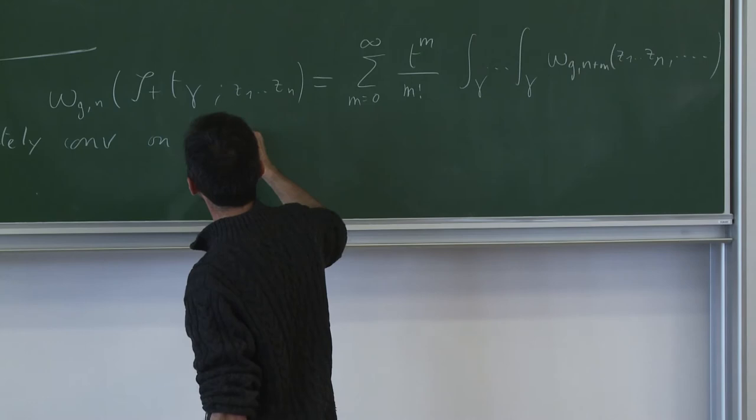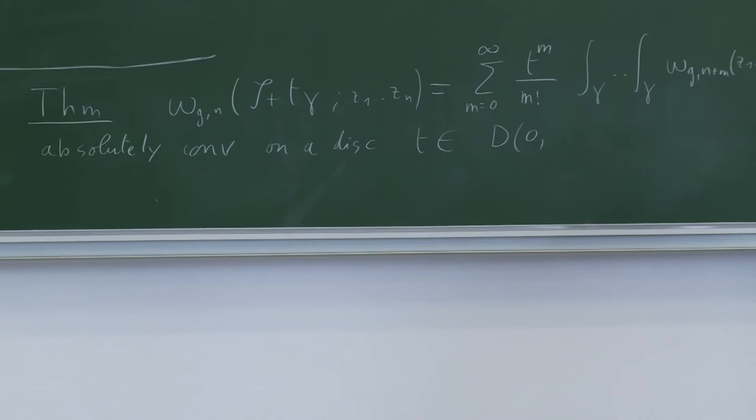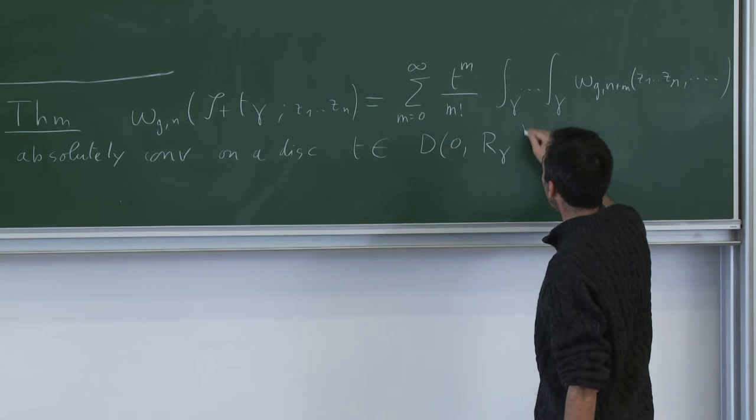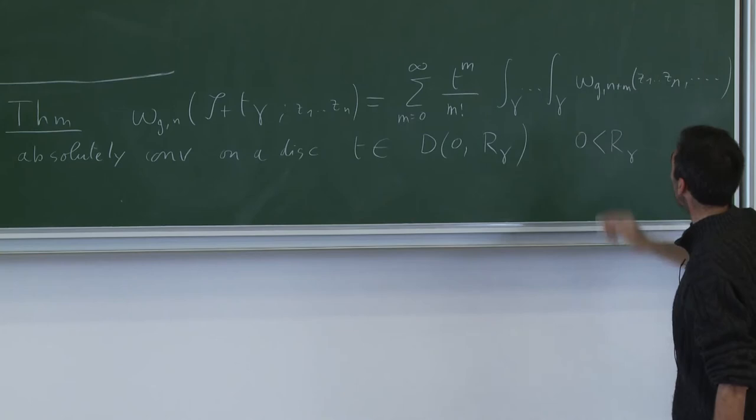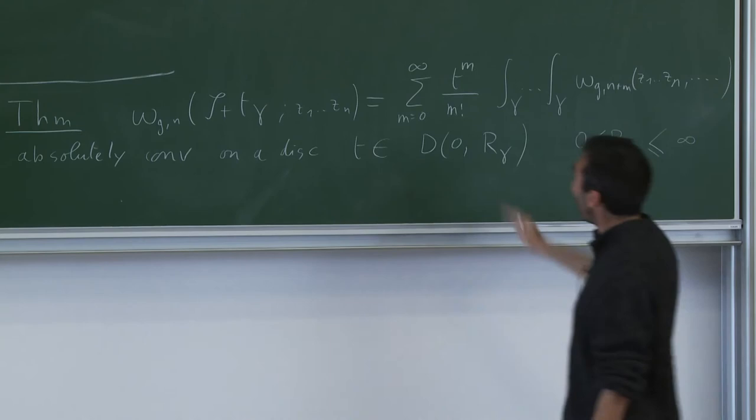So t belongs to a certain disk of center zero and some radius, let me call it R gamma, with R gamma positive. It can sometimes, I'm not sure, but I think it can be infinity. But the idea is that it's always absolutely convergent in a certain domain.